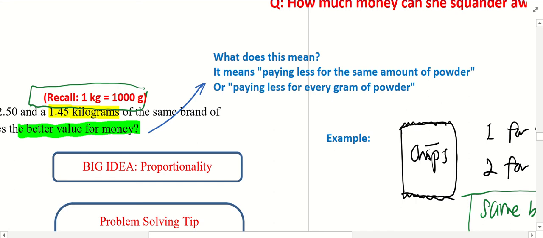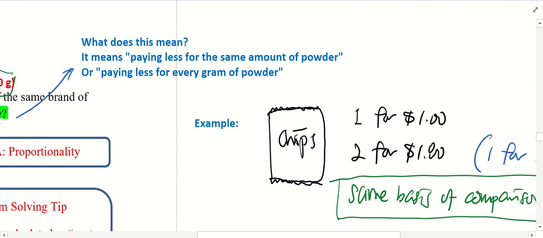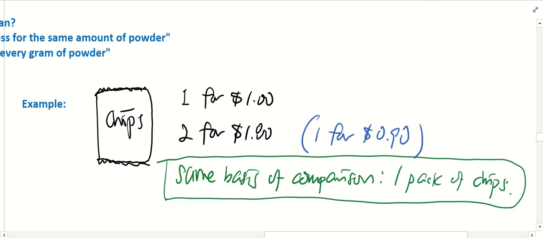If you're not too sure what this means, I have an even simpler example. Usually if you go to a supermarket, for example a packet of chips, if you buy more, they are likely to give you a discount. So for this example, 1 packet of chips is $1, 2 packets is $1.80. Which one is more value for money? The answer is very clear. Buying 2 packs of the same chips gives you more value for money because you do a mental calculation at the back of your mind and realize that it is 90 cents per pack if you buy 2 packs.